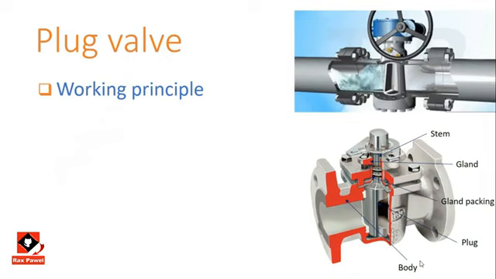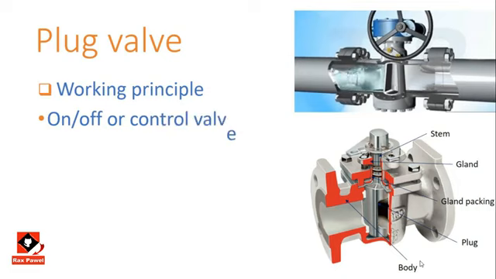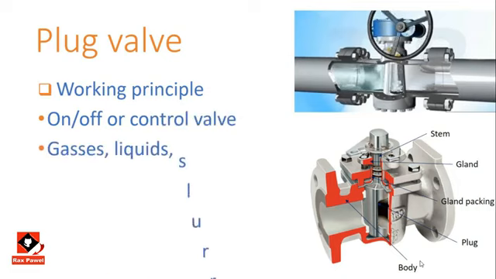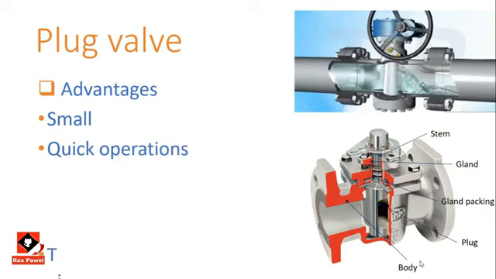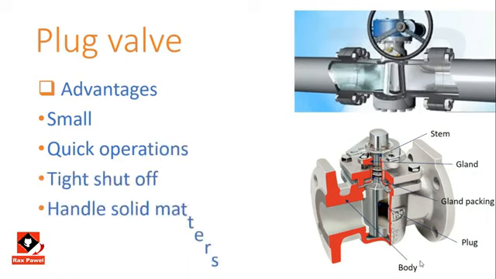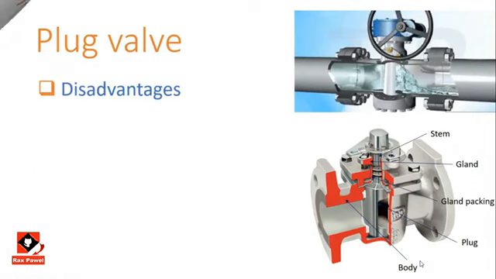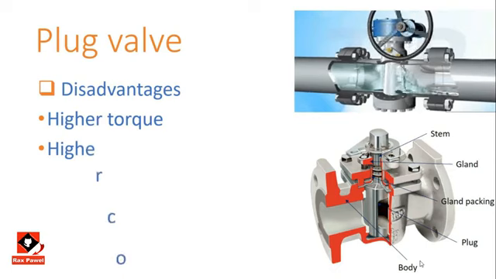Plug valve working principle. It has a plug connected to a rotating stem. It can be used as on-off and control valve while handling gases, liquids and also slurries. Advantages. Plug valve is smaller in size which allows for quick operation. It has good shut-off capability and can also deal with fluid containing solid matter. Disadvantages. If the plug valve is to operate quickly it needs higher torque. And also the cost of the plug valve is higher.